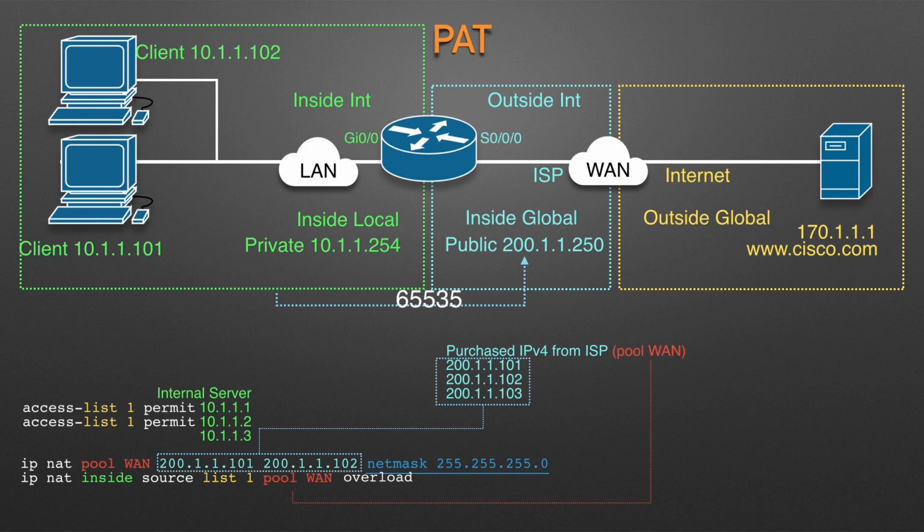If PAT just needs to use one inside global IP address, the router can use one of its interface IP addresses. Because NAT can support over 65,000 concurrent flows with a single inside global address, a single public IP address can support an entire organization's NAT needs.